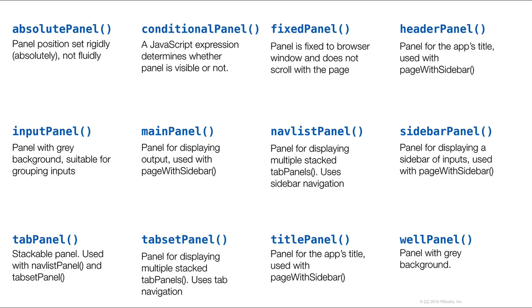Shiny contains 12 functions that make different sorts of panels. Each of these group objects together, and they do something a little different with the objects. I'll let you explore these at your leisure, but we'll look at 3 of these very closely, and we'll look at some of the other ones later, because 3 of these are involved with stacking panels on top of each other.